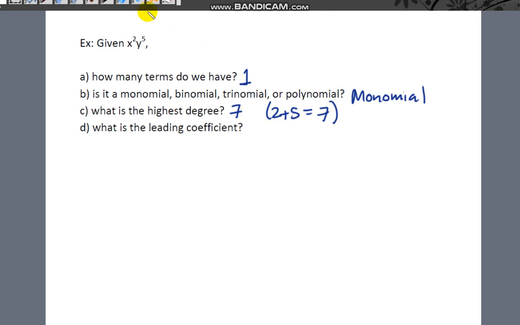Okay. What is the leading coefficient? Let's say I were to consider this. This is the same thing as 1 x squared y raised to the 5th power. So the leading coefficient is going to be this in front here. What that means is the leading coefficient is going to be 1. Maybe I'll put that in the same color that I did earlier. 1. Okay? All right. And that is pretty much it.